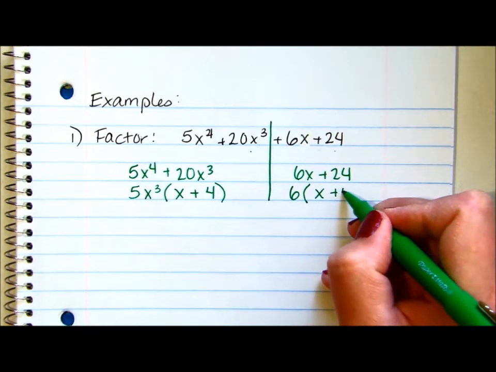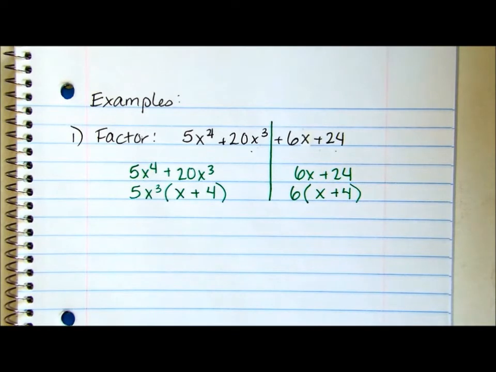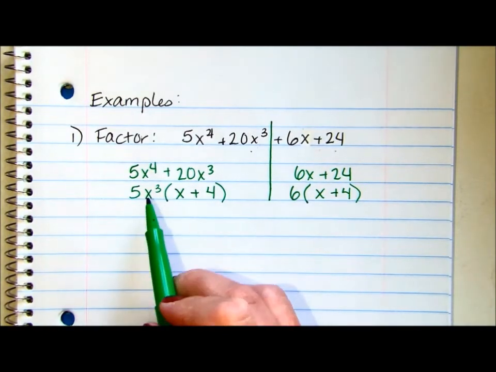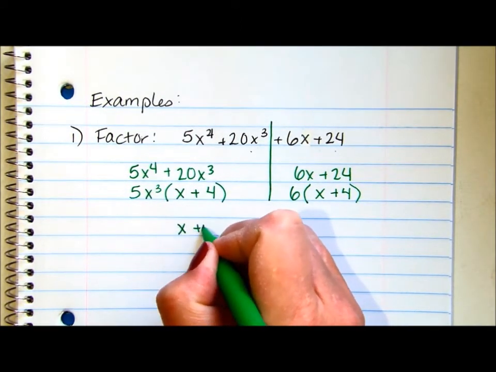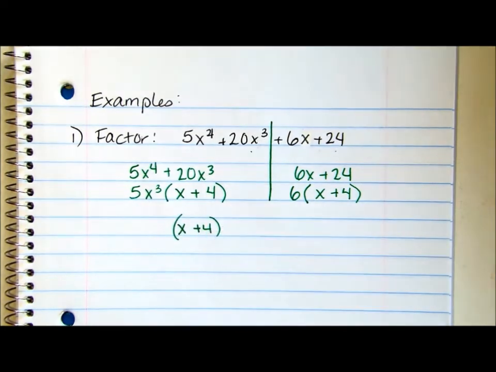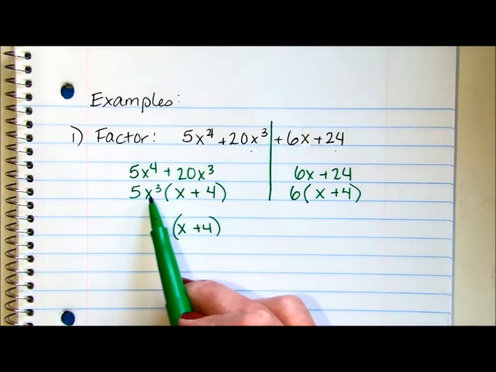Now, we're going to go ahead and put these together. So I'm going to combine my two groupings of x plus 4 into one group of x plus 4. And I'm going to have my 5x to the third and my positive 6 as another group.